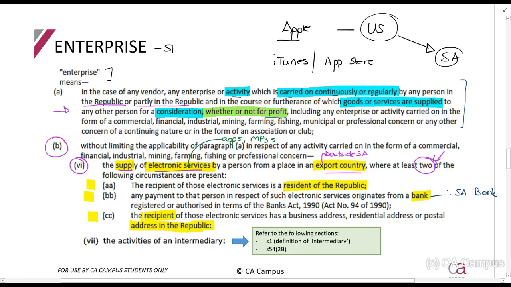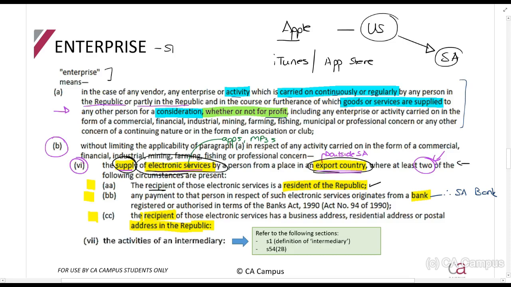Let's see. They are in an export country. They are supplying electronic services. Are at least two of these things met? So let's take you. If you've ever bought an app from Apple or Samsung or any of these places, let's put it in your shoes. Do you think they are an enterprise? So, right, the recipient is you. Are you a resident of the Republic? Most of you guys are.